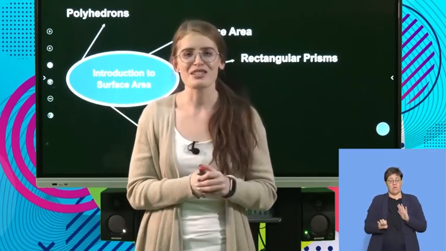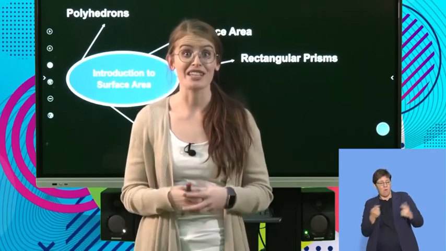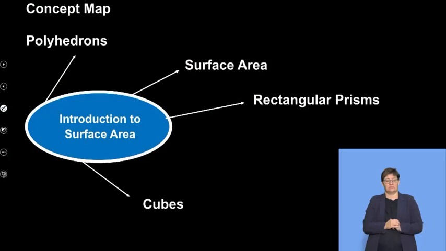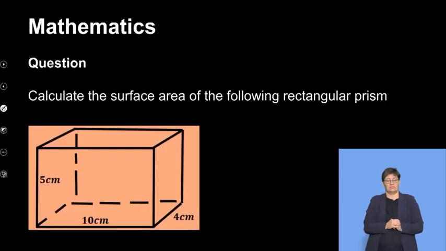Now we're going to get into some examples so you can see how we actually calculate these. Let's go to the board. So we have our first question. We have been asked to calculate the surface area of the following rectangular prism. We can see we've got a rectangular prism present, and we've been given specific dimensions. So our job now is to calculate the surface area of this shape.